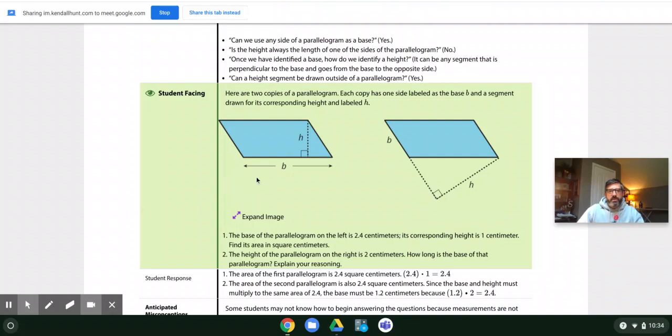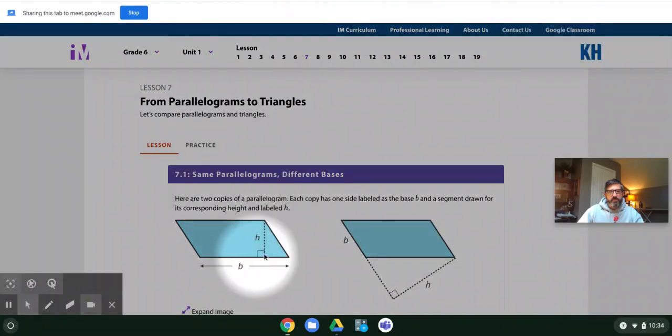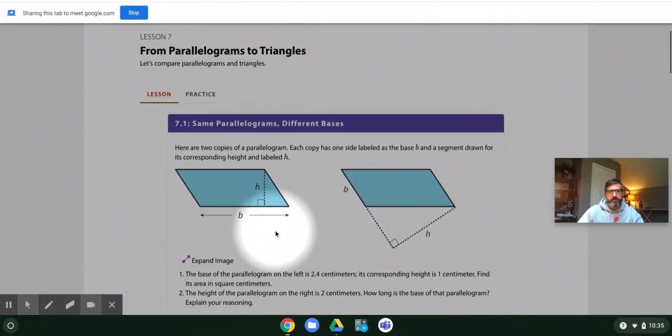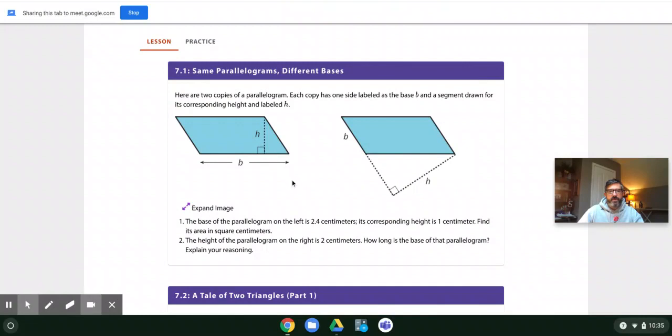So let's look at an example. We've got a couple of parallelograms here. We'll do the first one. Each copy has one side labeled as the base B, and then a segment is drawn for its corresponding height, and that is labeled H. So in this parallelogram right here, we are going to find the area.